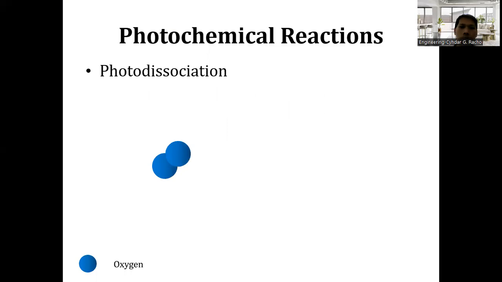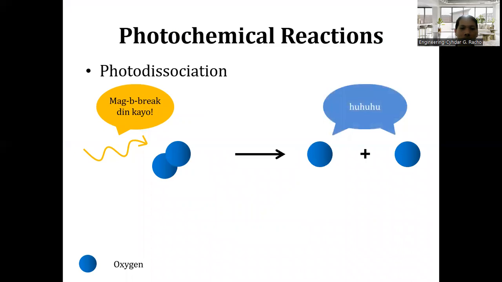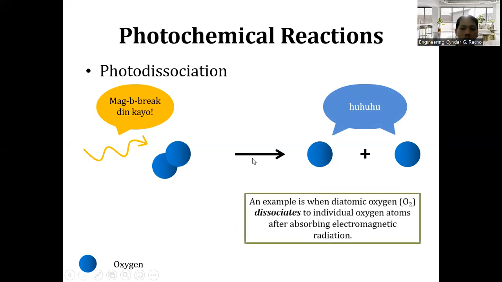Let's have an illustration. So let's have this example of photodissociation. So imagine, for those who have a love life, imagine two oxygens banded together. They have a relationship. And here comes the third party, which is your electromagnetic radiation coming from the sun. So the electromagnetic radiation says, you should break up too. So what happens when electromagnetic radiation comes in? It interacts with the diatomic oxygen, and it causes it to dissociate. So it breaks down. So the two oxygens cry because they broke up. I don't know if some of you can relate to this. No, this is just for the sake of illustration.